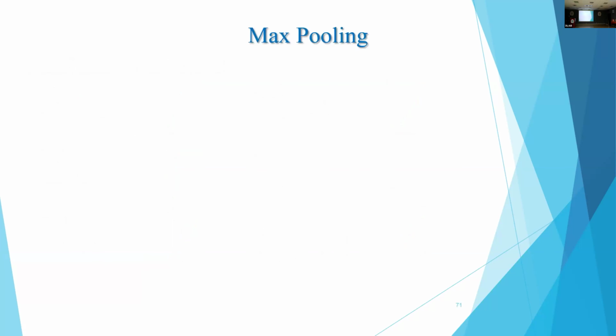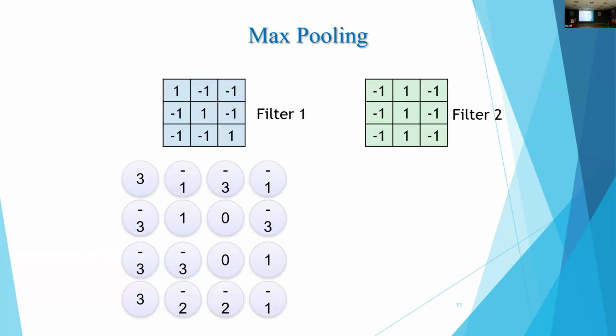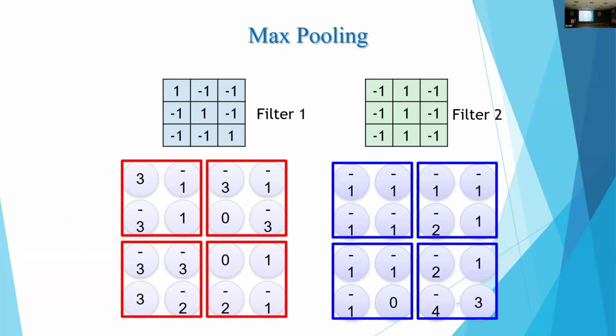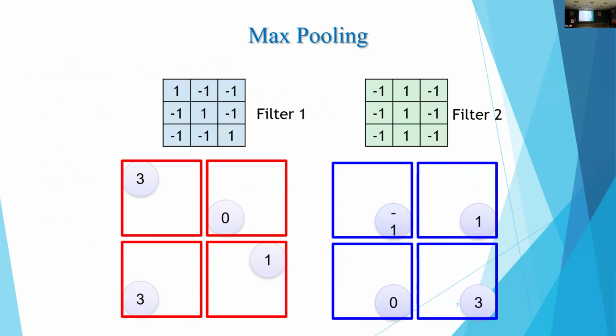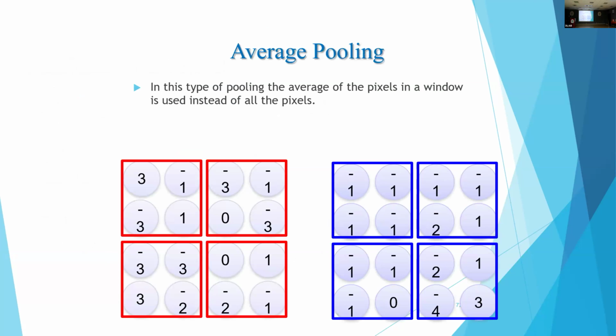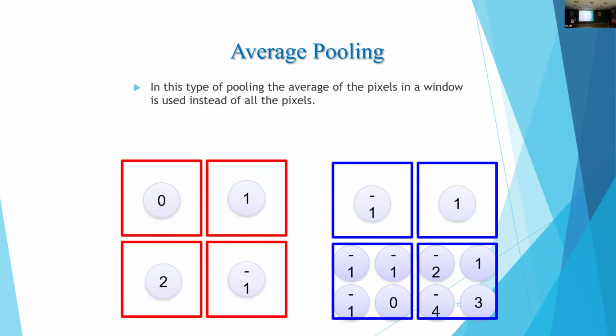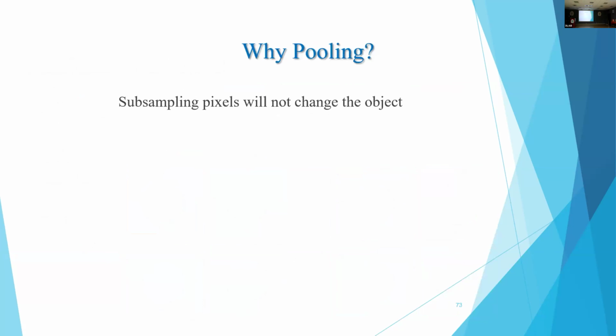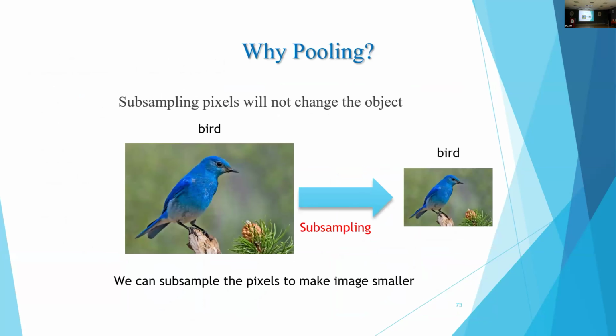Next is the pooling layer. I already mentioned how I do pooling. Here the pooling layer works on a 4 cross 4 image, and the maximum is obtained. In case of average pooling, we will take the average in the window. This is nothing but subsampling. Why subsampling? Because subsampling pixels may not change the object. I should not write will, I should say may not change the object.